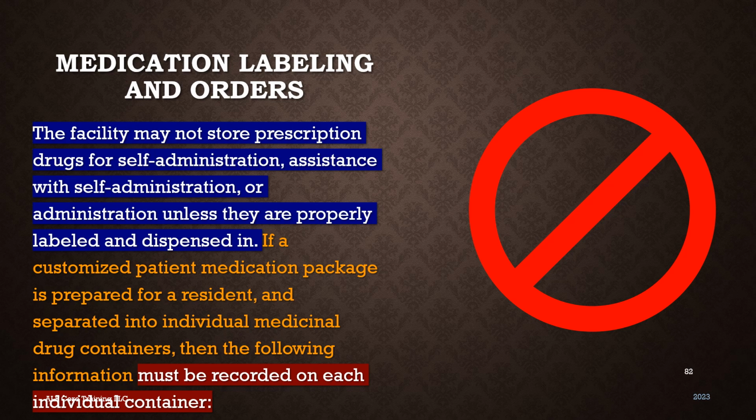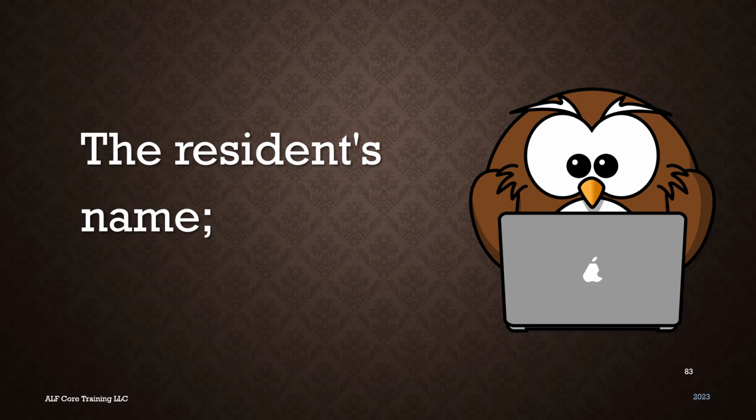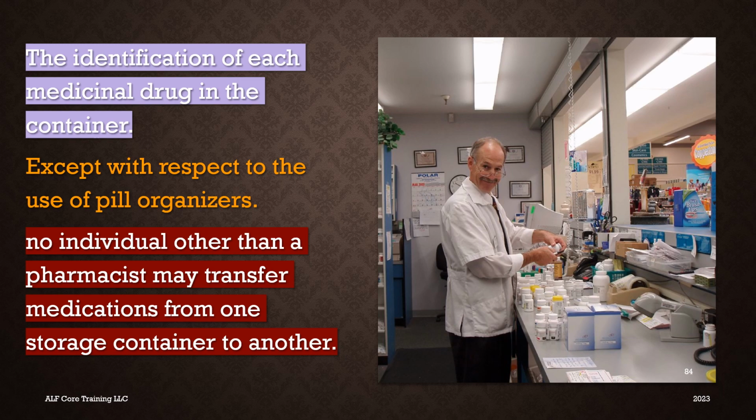Medication labeling and orders. The facility may not store prescription drugs for self-administration, assistance with self-administration, or administration unless they are properly labeled and dispensed. If a customized patient medication package is prepared for a resident and separated into individual medicinal drug containers, then the following information must be recorded on each individual container: the resident's name, the identification of each medicinal drug in the container, except with respect to the use of pill organizers. No individual other than a pharmacist may transfer medications from one storage container to another.